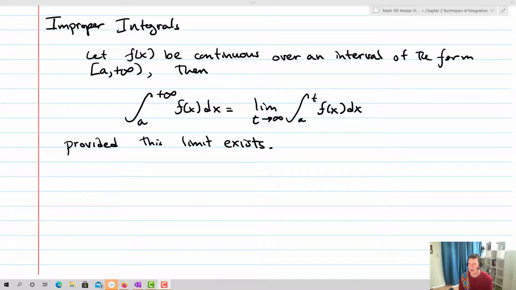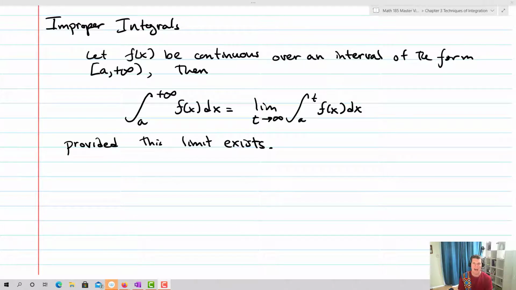So let's start out. There are going to be a couple of different definitions that we'll utilize here, and each one has to do with a different circumstance or a different occurrence. We'll start out with the first one. We first want to start with f continuous over an interval of the form a to infinity, and that's positive infinity. Then our attempt is going to be to take the integral from a to infinity of f of x dx.